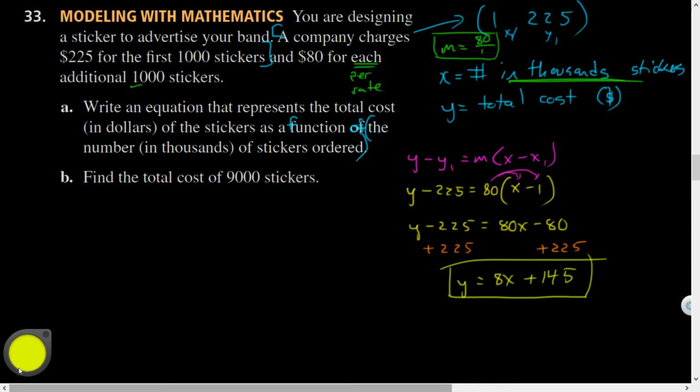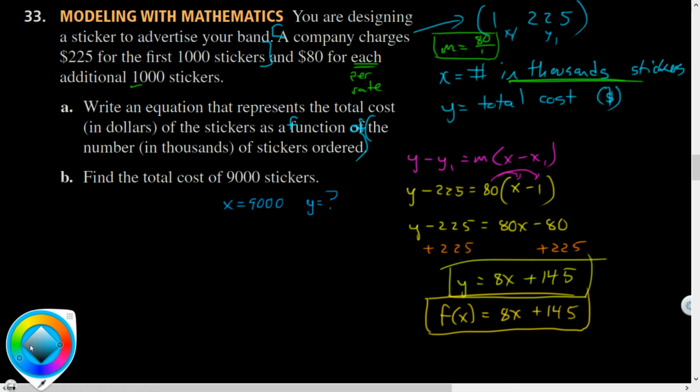So let's plug this in. That means I'm going to find out, for a particular X equals 9,000, what Y is equal to. If I used function notation, if I called this f of x equals 80x plus 145, you could have represented this multiple ways. I would have been asking the question, what is f of 9,000 equal to? That's two different ways of asking the same thing.